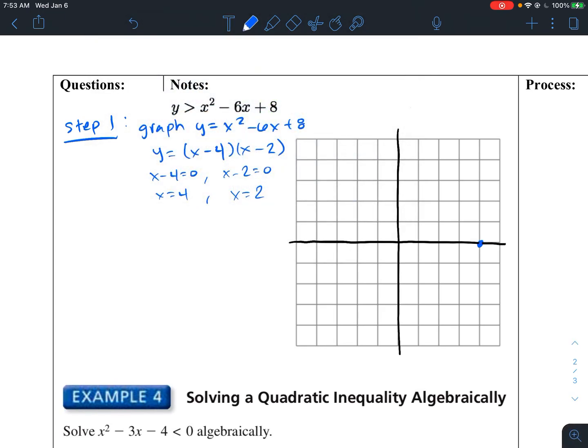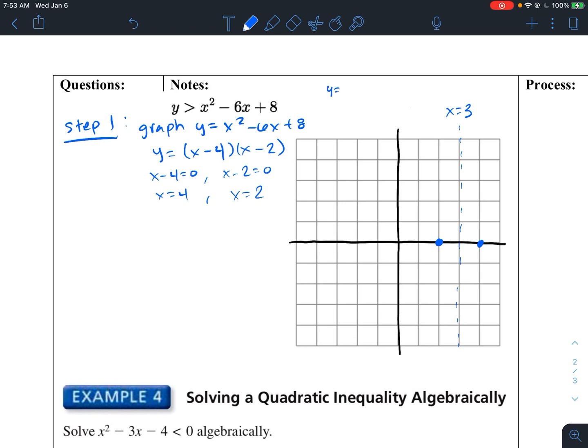So it's still at 4, and it's still at 2. Those are where my x-intercepts are. Okay? And so that means my axis of symmetry is now at x equals 3. So when we plug that into our equation, we should get the y where the vertex is. So let's plug 3 into the equation.